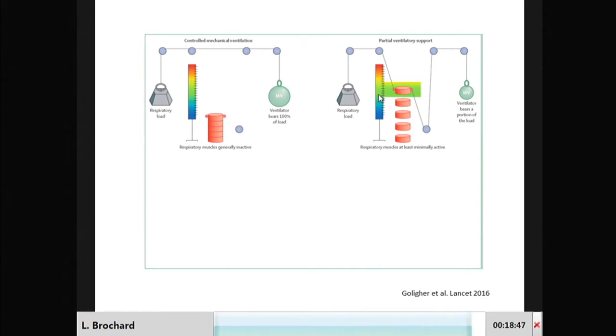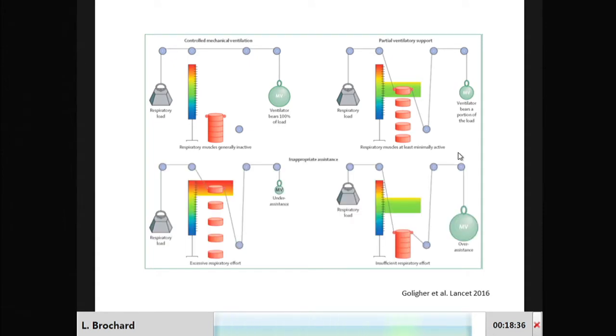And we heard that this may not be very good. During partial ventilatory support, we hope that both the ventilator and the respiratory muscle are taking some part of the load. But it is quite easy to have an inadequate setting. These are two opposite examples of inappropriate assistance: either an excessive load on the respiratory muscles of the patients, or even an excessive unloading because the level of assistance by the ventilator is too high.